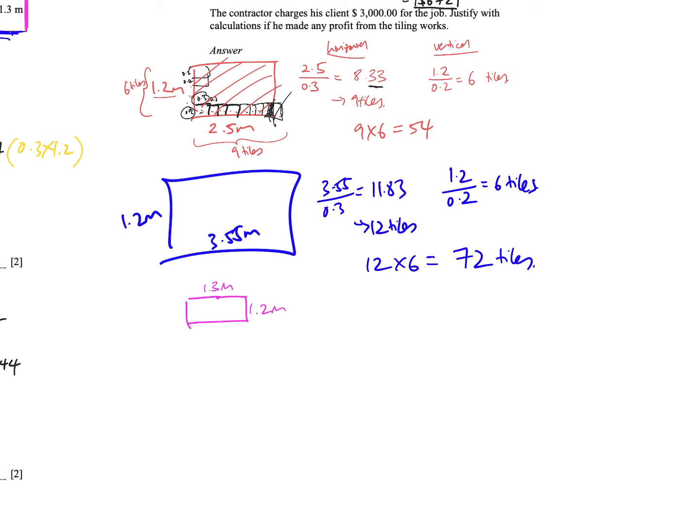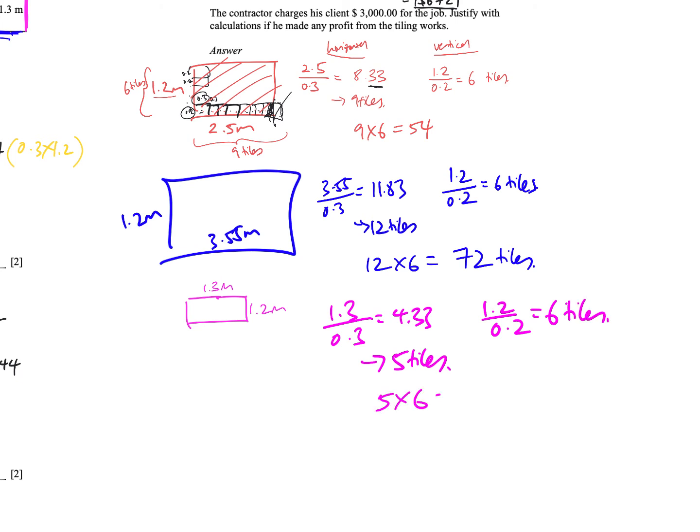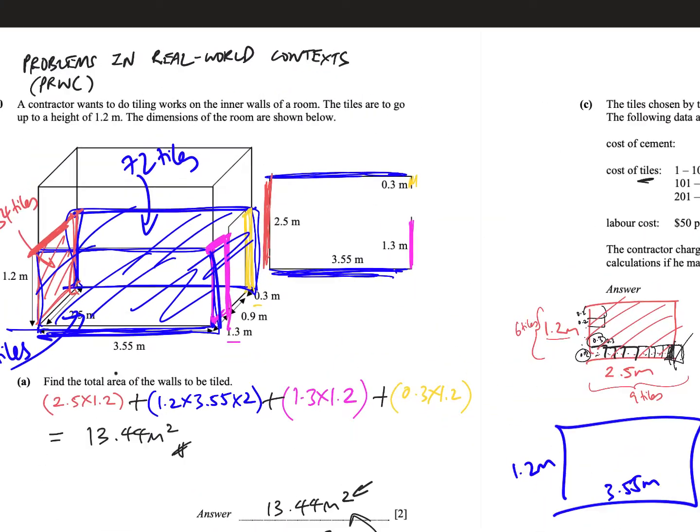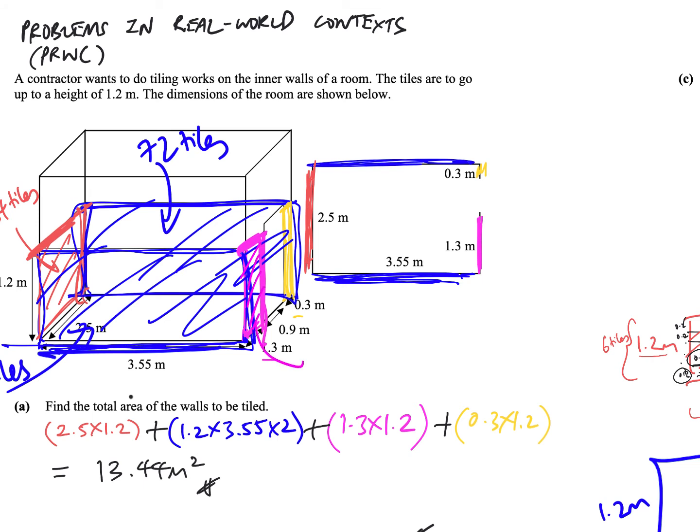Okay, and so we can see, let's divide again. Horizontally, we have 1.3 divided by 0.3, and that actually just gives me 4.33, and so I'm just going to round up and say I need 5 tiles. And vertically, I'm going to say it's 1.2 divided by 0.2 once again, and of course it's 6 tiles. So total number is 5 times 6, which gives me 30 tiles. Great. So over here, I can say that for this section, I need 30 tiles.